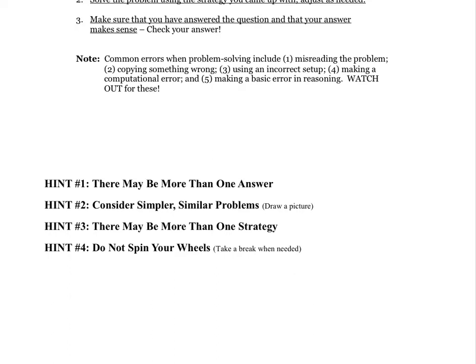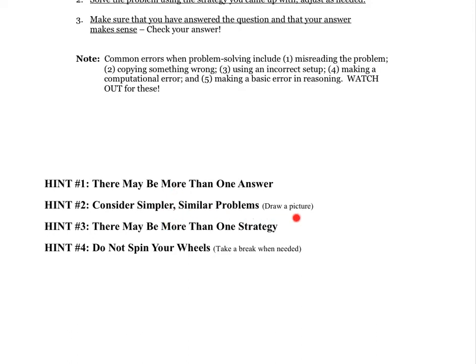And there are some hints down here. There may be more than one answer to a particular problem. And this is big in engineering. There might be multiple solutions proposed, and then there are discussions that are had to figure out which solution may be the best solution.